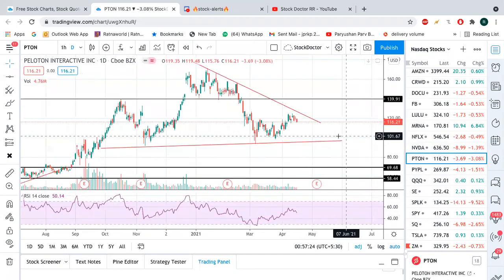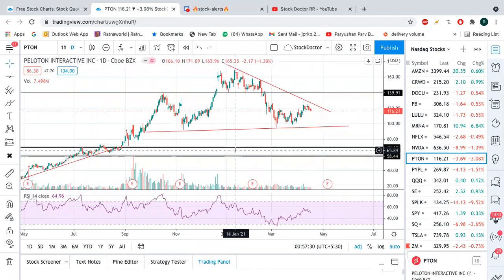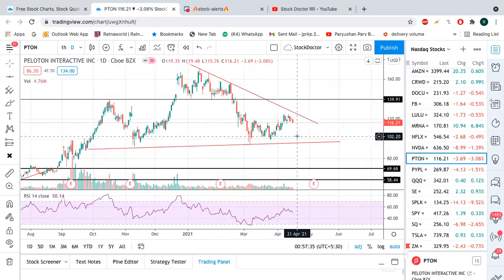The next stock is PTON. It is trading in this descending wedge pattern, triangle pattern. So it might go towards its supports, which is lying here, or if it breaks this trend line resistance, then it has high probability to go towards 139.